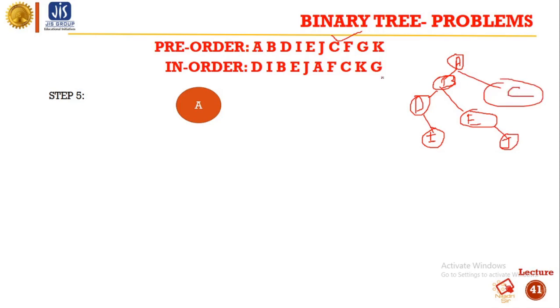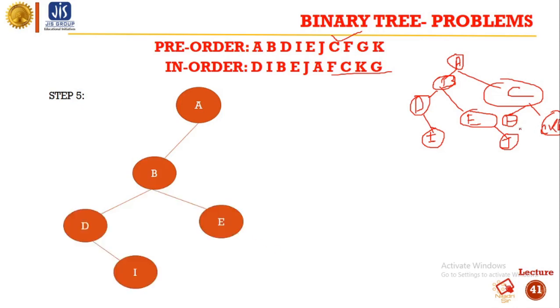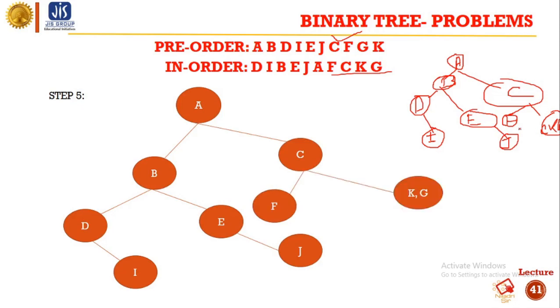Okay, so it is C. So come to the in-order part. In the left hand side it is F, and in the right hand side it is CKG. Okay, so it is C, left hand side F, and in the right hand side KG. Sorry, there will be no C there, as C is in the root. So in the right hand side it is KG.